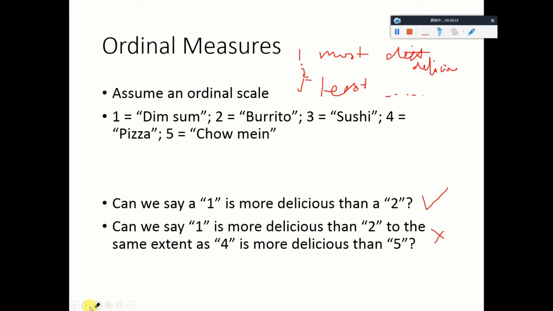Okay, let me redo this. It's very possible that, for example, for Andrew, 1 is ranked so much higher than 2, whereas 3, 4, 5 is here, right? 2, 3, 4, 5. So you see that this difference between 1 and 2 is so much larger than this difference between 4 and 5.